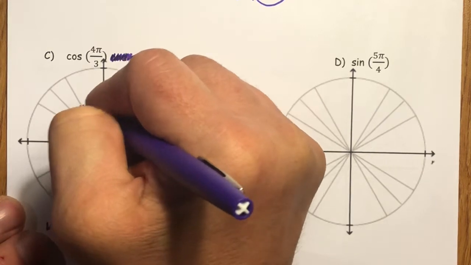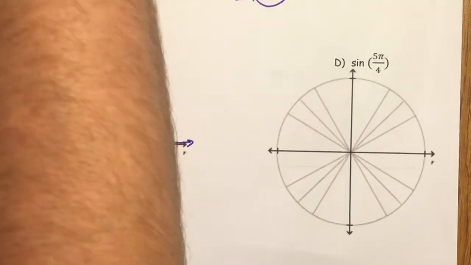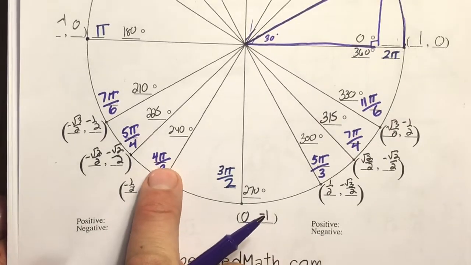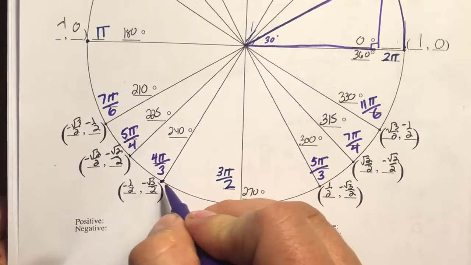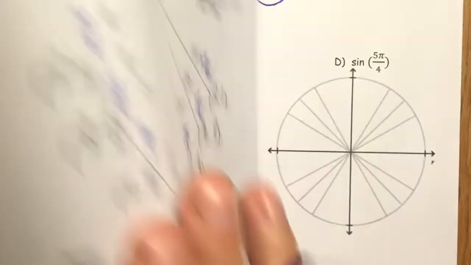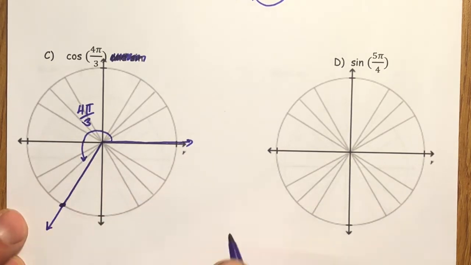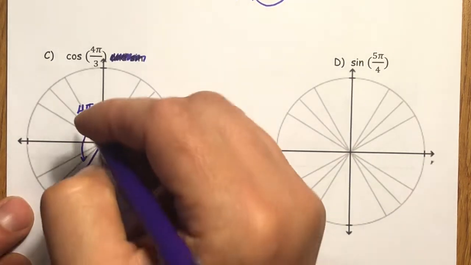So 4 pi over 3. And by all means, you guys, if you want to use your unit circle, find the 4 pi over 3, and you know exactly where it's going to land. But if you want to try to challenge yourself, don't look at that right away until you absolutely need to. All right.